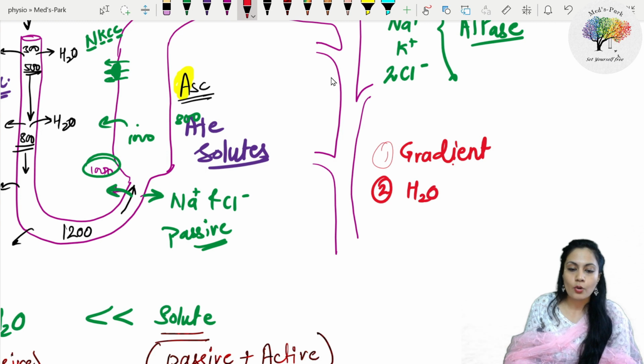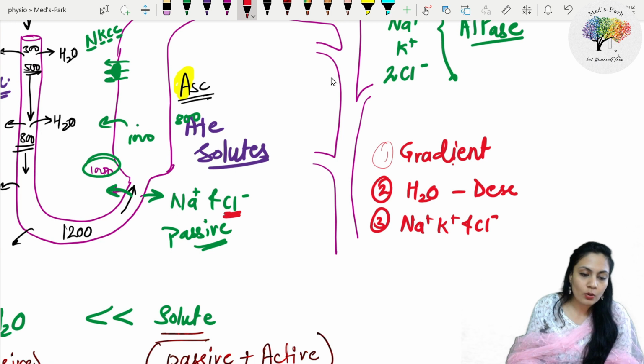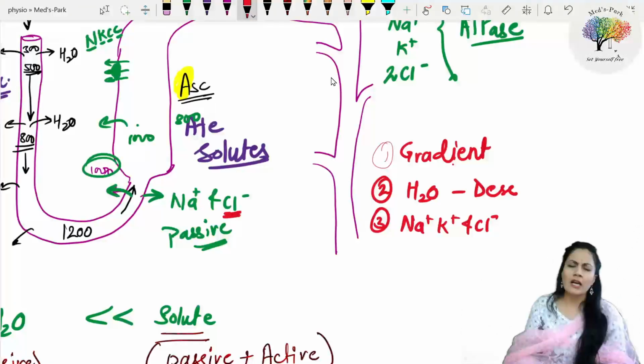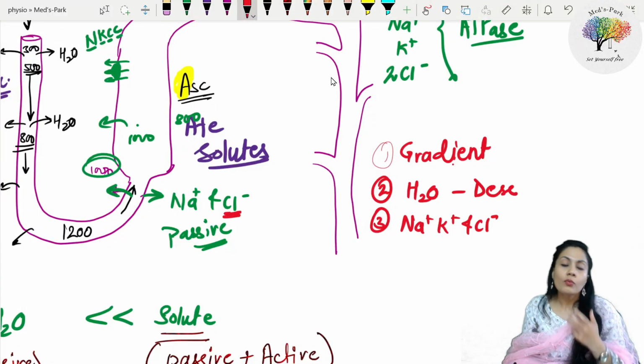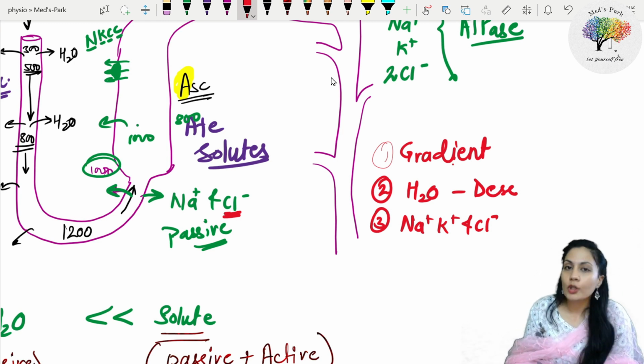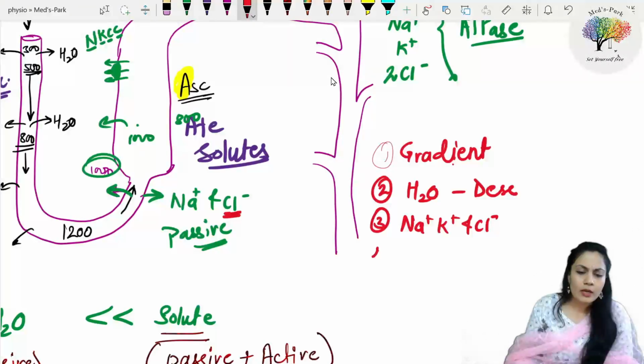That means you're going to write about the water in the descending limb of loop of Henle. You're going to write about the movement of sodium, potassium and chloride. Why are we writing over here sodium and chloride? Because there are ROMK channels also, which will again secrete the potassium into the tubules back again, right? But you can write over here.